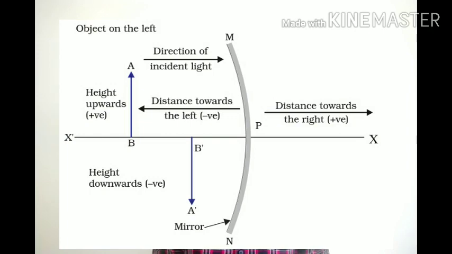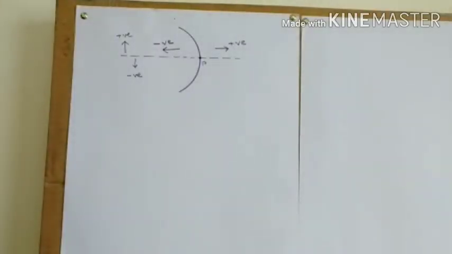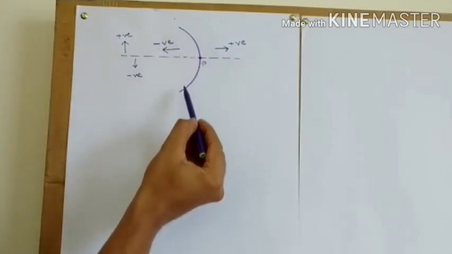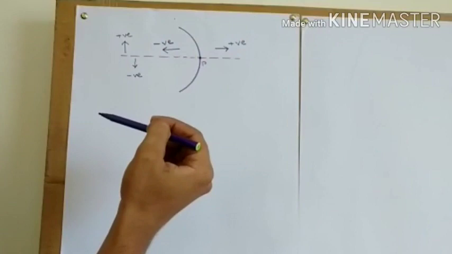Next rule, distances which are above and below the principal axis. The vertical distances above the principal axis will be called positive and below the principal axis will be called negative. This is the Cartesian sign convention. So here is the sign convention once again. So this is the mirror. If we make it like this, it is a concave mirror. If we make it in this manner, it will become a convex mirror.